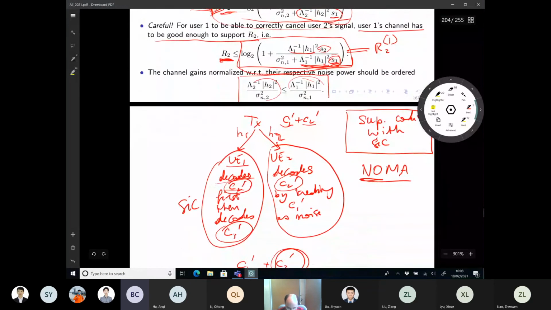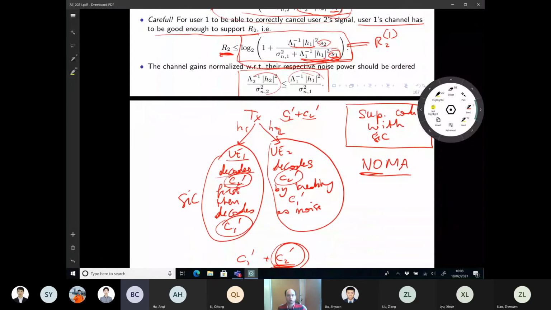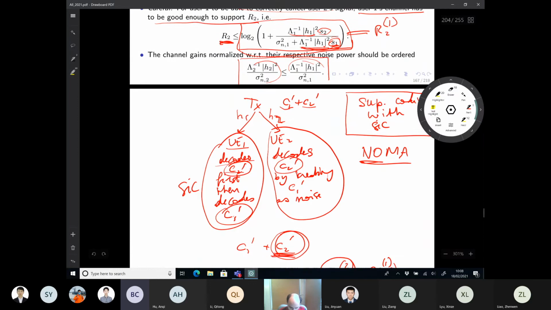So in short, the important thing is that you have to rank the two channels. You have a strong user and you have a weak user, and your strong user will be the one who will decode the message of the weak user using SIC.